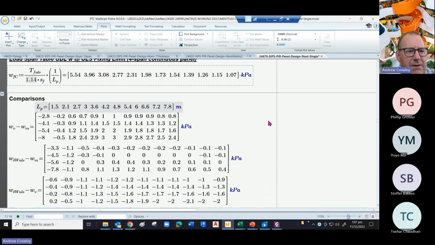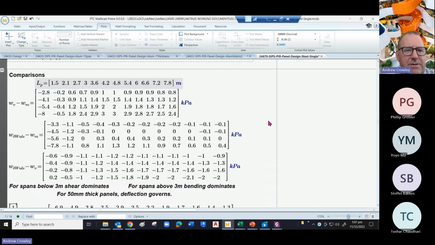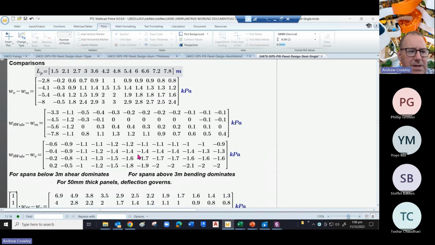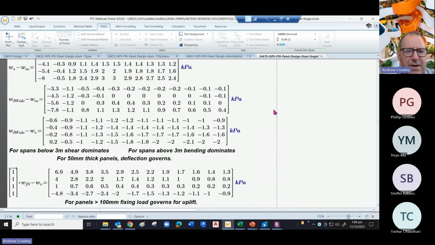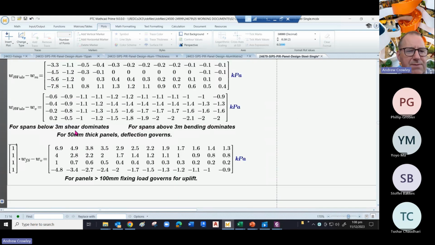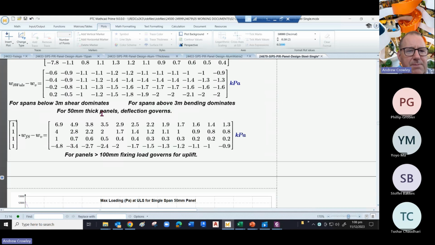We go on to comparisons. We don't really need this, but it's always nice to look at it. So for the shorter spans, the shear is dominating, and for the thinner panels, the deflection is going to be dominating throughout. So as we say, for spans below 3 meters, the shear dominates. For spans above 3 meters, bending dominates. And for 50 mil thick panels, the deflection governs.